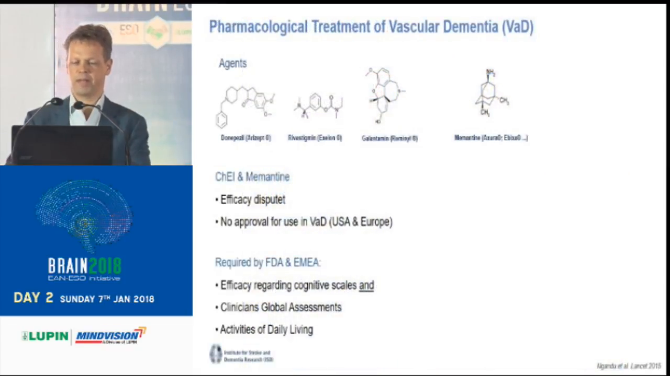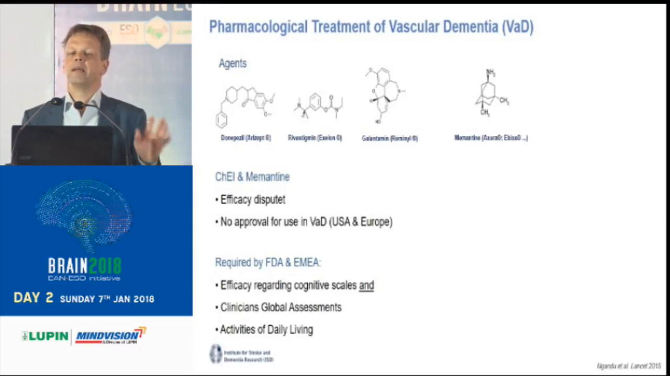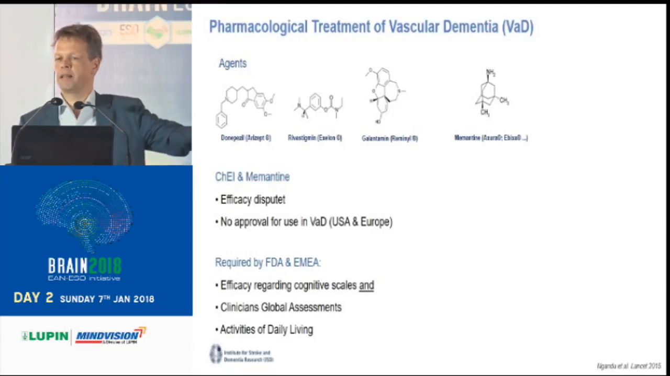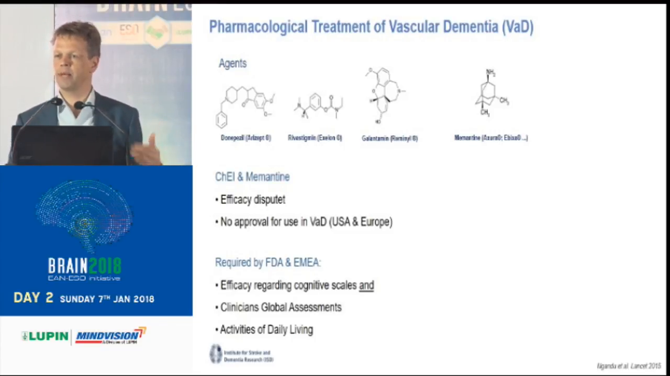The last point in vascular prevention is pharmacological treatment of vascular dementia. There are a couple of agents we have at hand, at least in Europe and in North America. This is what is currently used. These are the cholinesterase inhibitors, donepezil, rivastigmine, galantamine mostly, and then the use-dependent NMDA receptor antagonist, memantine. These agents are still disputed in terms of their efficacy in treating vascular cognitive impairment. They have been approved for Alzheimer's dementia, but not for vascular cognitive impairment, at least not in Europe and the US.